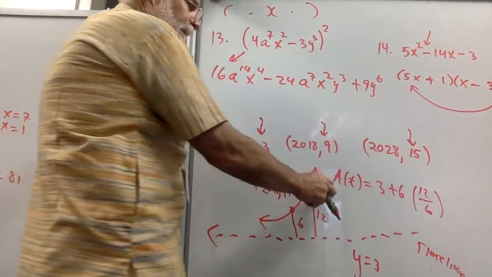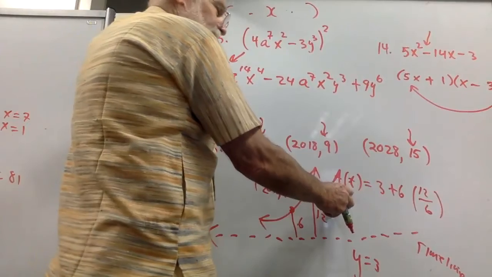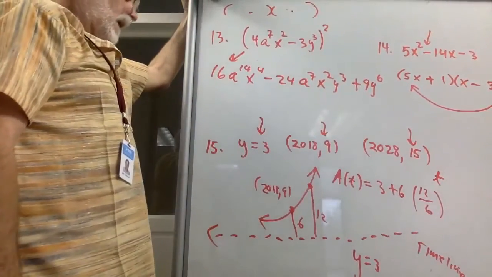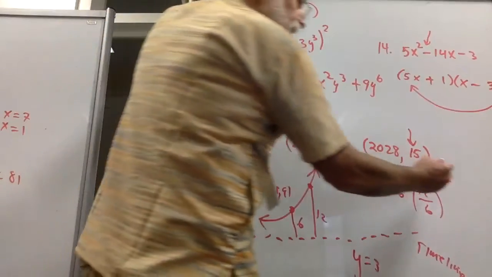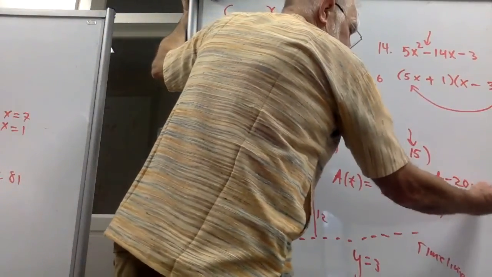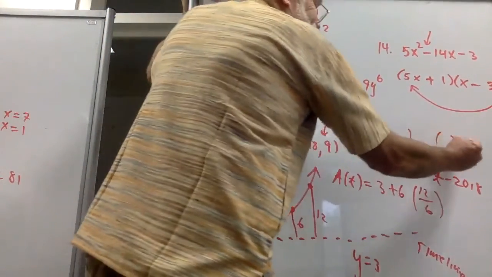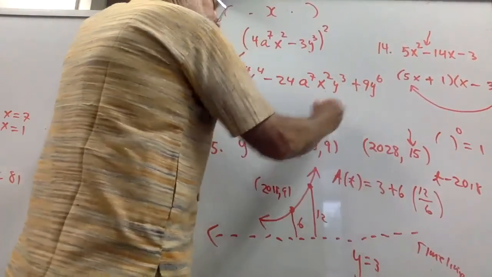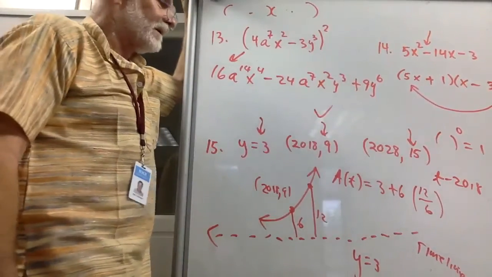Functional notation, the amount of sheep based on time. So I'm going to put a t over here as my variable. Okay, my first year is 2018, so I want to get rid of that year and make it a 0 because I know anything to the 0 is 1. And 1 times 6 is 6 plus 3 is 9, so it checks that box.